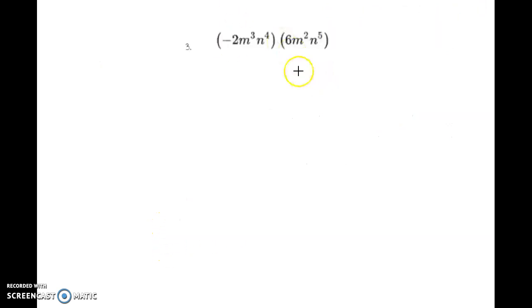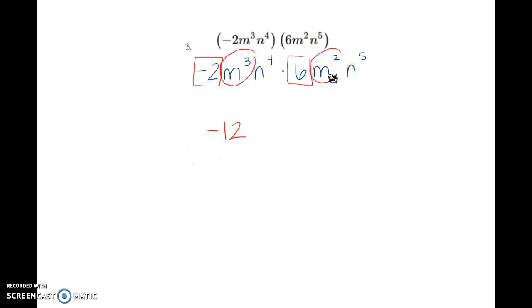Try one more. This, again, is just multiplication, but we have parentheses here. So really, this is just -2m cubed n to the fourth times 6m squared n to the fifth. Let's use what we just found, which is taking our two coefficients, -2 times 6, multiply those together to get -12. Then we have m cubed here times m squared. They have the same base, so I'm going to take the 3 plus the 2, and we would get m to the fifth power. If we weren't sure about that, remember, you could always say this is m times m times m times m times m, and you have 5 m's multiplied together.